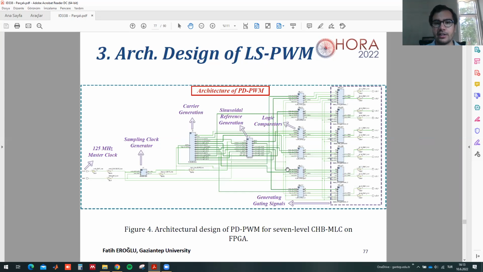This is the general architecture, and PD PWM is presented as an example. As you can see, this is the master clock and the reset button is here. The clock divider module is here, and carriers are generated in this module. Similarly, sinusoidal references are generated in this module. After that, we compare the sinusoidal reference with the carriers, and then we add dead times to obtain the final gating signals for the 7-level cascade H bridge multi-level converter.